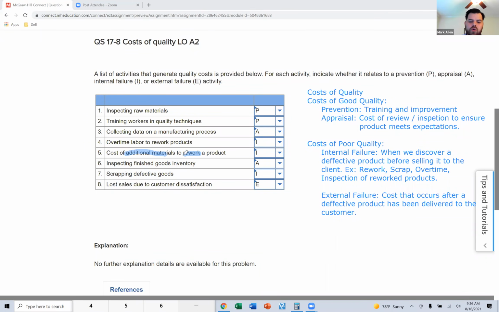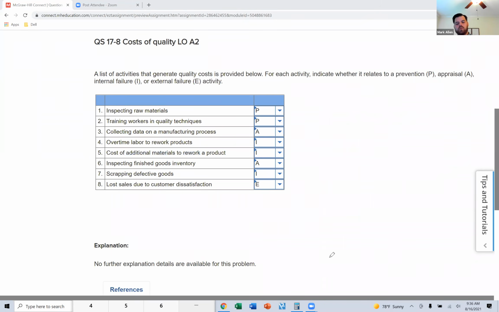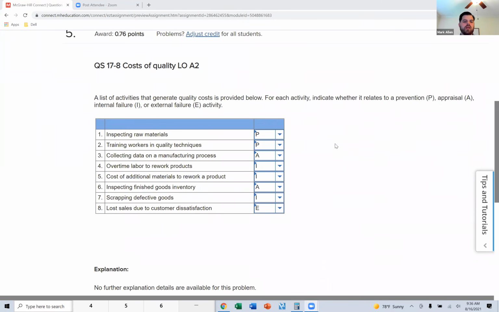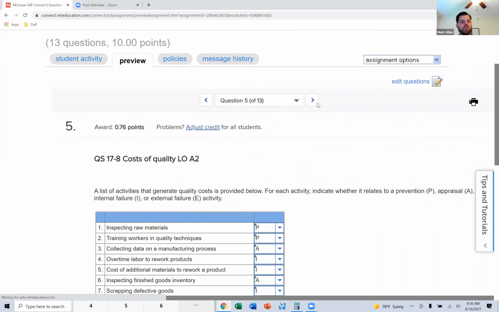Inspecting finished goods inventory. Inspecting being the key here. That's of course appraisal. Scrapping defective goods. We see that keyword once again, scrap. So scrapping, that is another internal failure issue. And then lost sales due to customer dissatisfaction. This is of course external failure, as we talked about in our example. So with all that done, we are now ready to move on to the next problem.